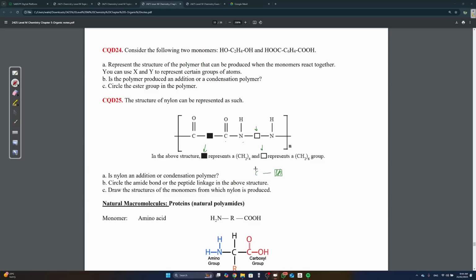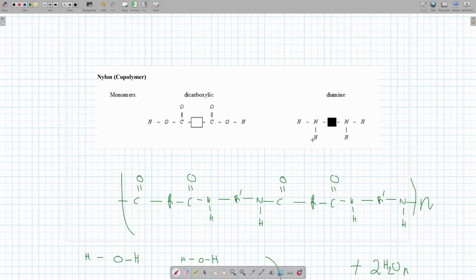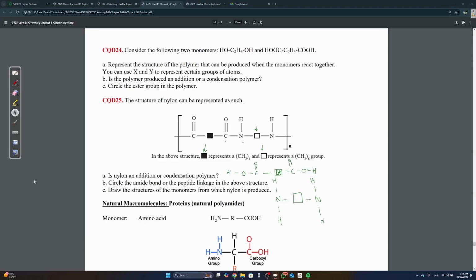How does it look? It's bonded to C double bond O, OH, and then here it's bonded to C double bond O, OH, as usual. And then this one here is bonded to NH2, H2 and H2, H2. If you forgot, go back to when I explained the amides.